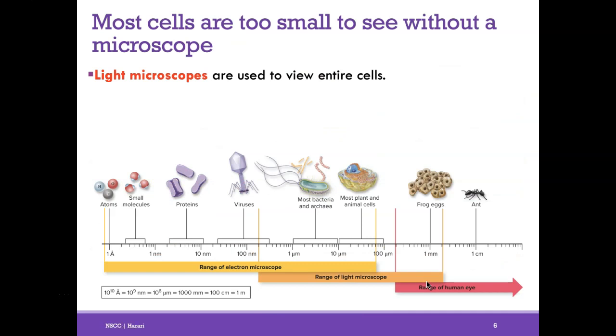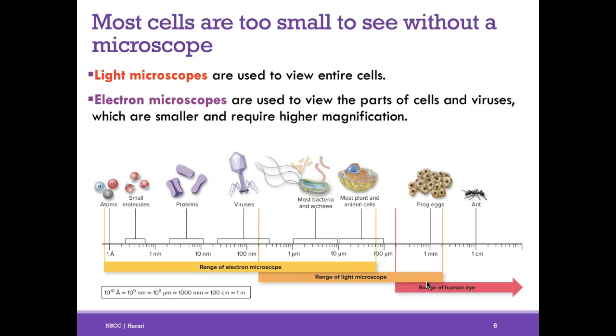So again, they come in lots of different shapes and sizes. Most cells are too small to see without a microscope. And if we were in class together, we would use light microscopes to view entire cells and tissues. An electron microscope is a lot more expensive, and those could be used to view parts of cells and viruses, which are much smaller and would require higher magnification. So just to show you this image, the range of the light microscope is how we can see most bacteria, most plant and animal cells. With the human eye, we can see frog eggs, which are single cells. Those are rather large, but we can't see anything a lot smaller than 200 micrometers. An electron microscope can view small molecules, proteins, viruses, and parts of cells.